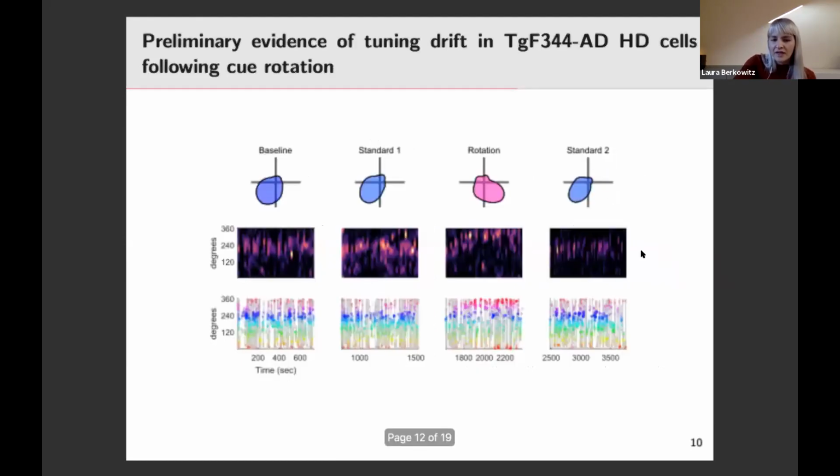But in the majority of cells observed for my transgenic group, I noticed that the tuning tended to be a little bit more unstable across sessions. And I also had an increased incidence of cells that assumed this drift of their preferred direction following the cue rotation. And so because this drift is associated with error accumulation with angular and linear velocity, we wanted to identify whether or not cells within the postsubicular cortex exhibited modulation to velocity.